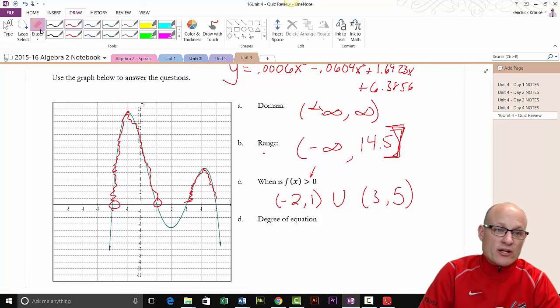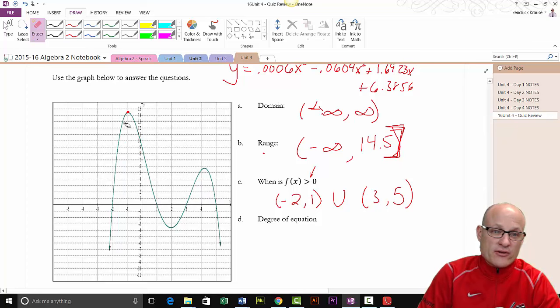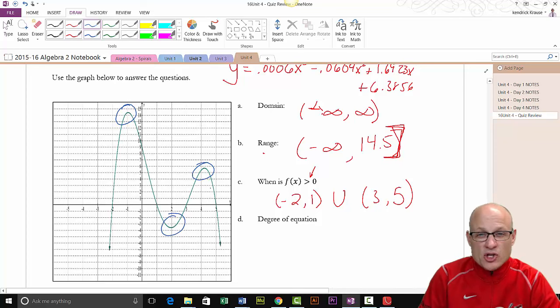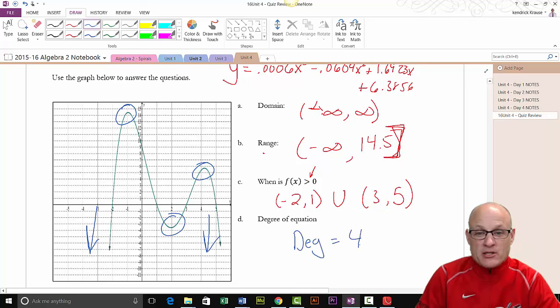And finally, the question is, what could possibly be the degree of this function? Well, if we look at it, we got 1, 2, 3 turns, 3 max or mins. We got one relative min, 2 relative maximums. And you can tell it's going to be an even function because it's going down in both directions, so the degree of this polynomial would probably be a 4th degree polynomial. And just for fun, the leading coefficient would be negative because it's coming down.